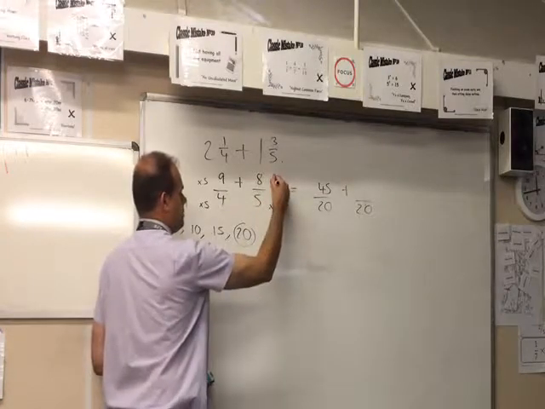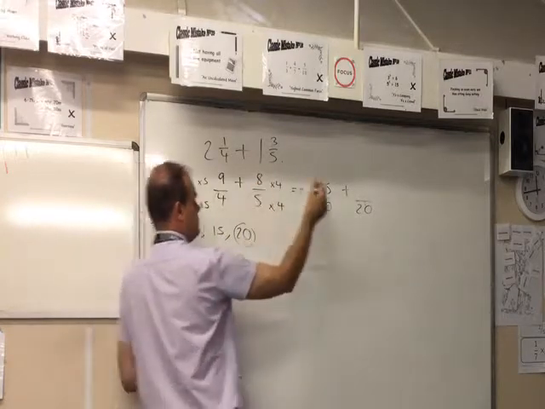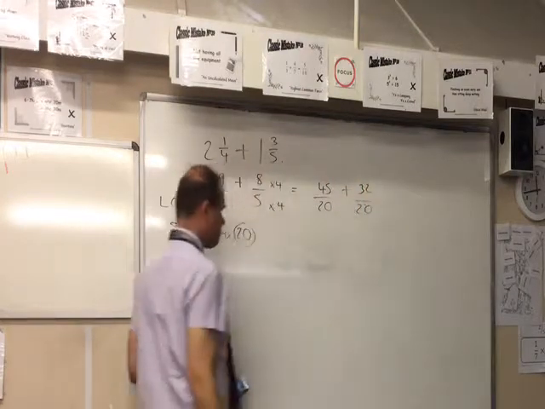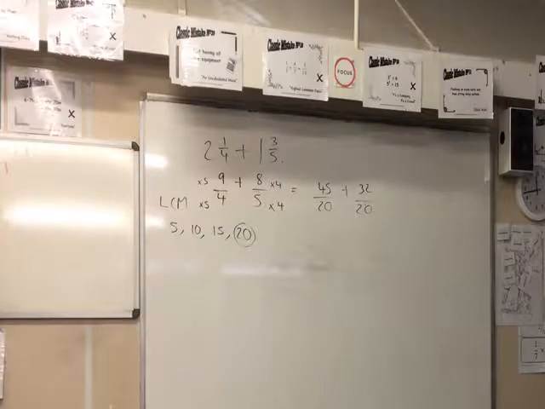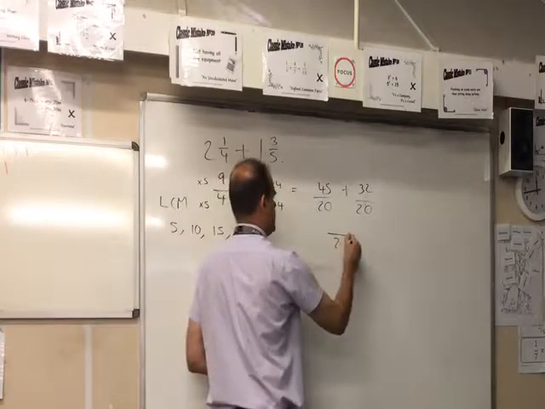Times that by 4, times the top by 4. 5 4s are 20, it's obviously set up to do that. 8 4s are 32. Okay. So we've got from there. We now add them together. Remember, the number at the bottom stays as it is.